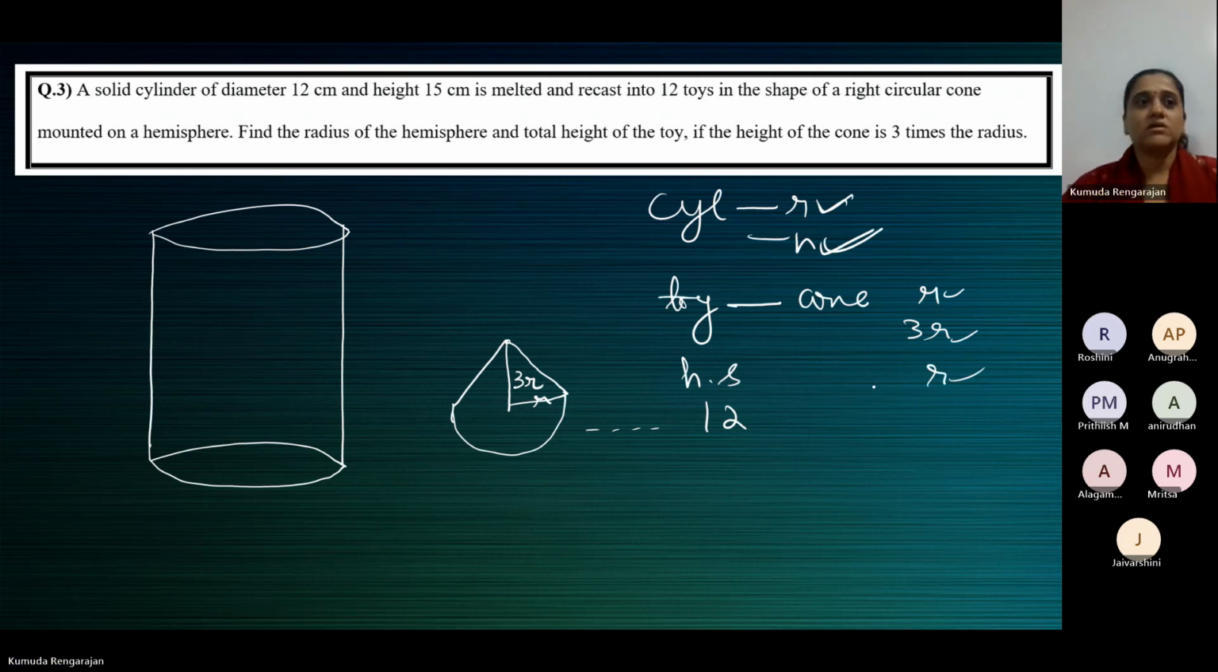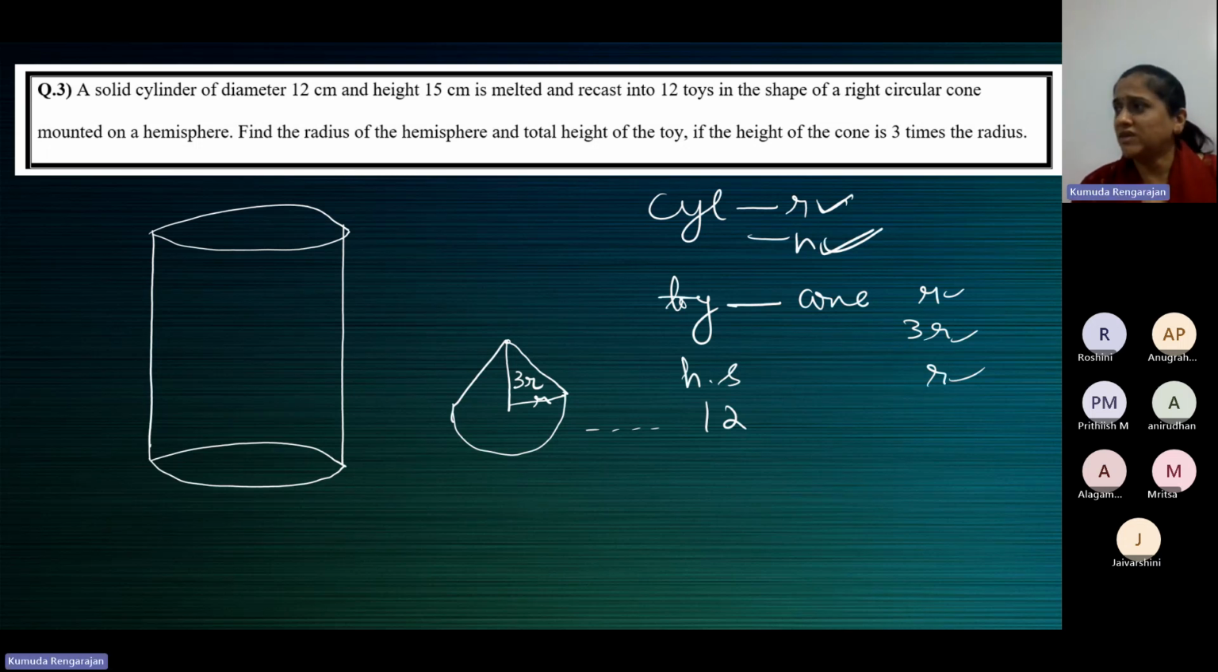What is the height of the solid cylinder? 15 centimeters. What is the radius of the solid cylinder? 6 centimeters. Now the cylinder is made into 12 toys, and each toy has a hemisphere and a cone. What is the radius of the hemisphere? R.